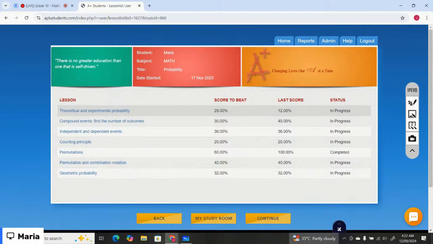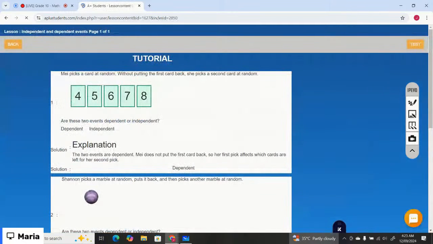The next lesson is independent and dependent events. Let's just start with the lesson. Let's see what dependent and independent events are. May picks a card at random without putting the first card back. She picks a second card at random. Are these two events dependent or independent?